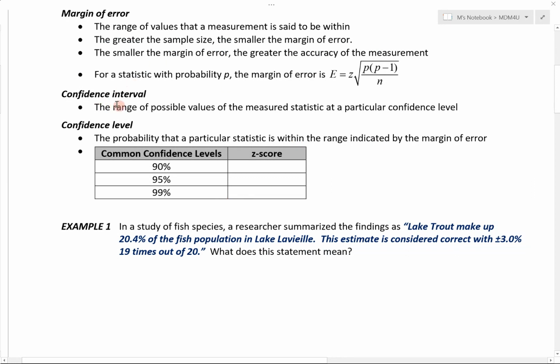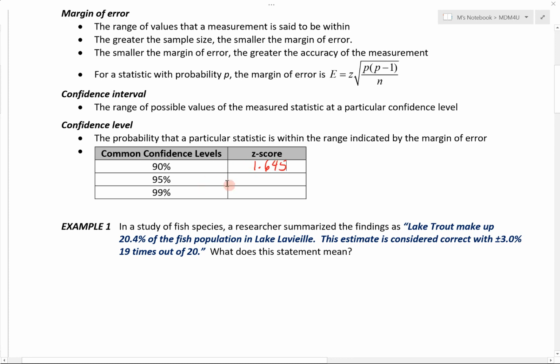Confidence interval: the range of possible values of a measured statistic at a particular confidence level. So we're going to talk about confidence intervals and confidence levels. The confidence level is the probability that a particular statistic is within the range indicated by the margin of error. If you want a 90% confidence level, you need a certain z-score for that, and the z-score is 1.645.